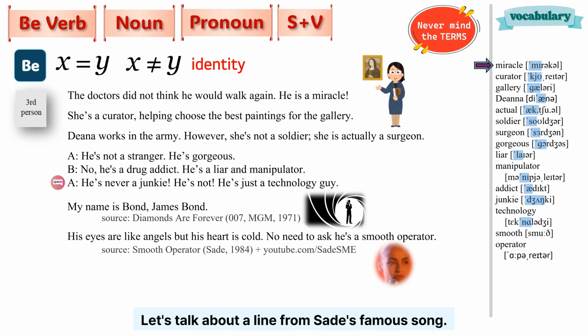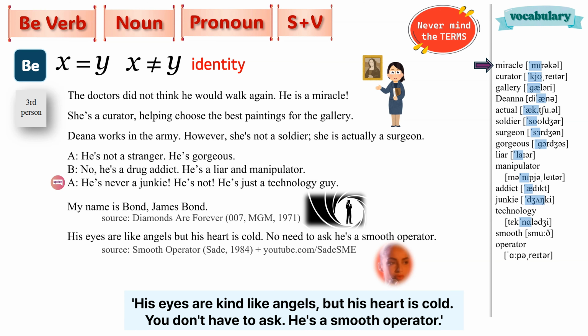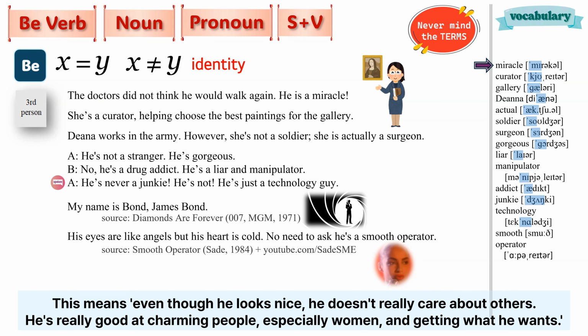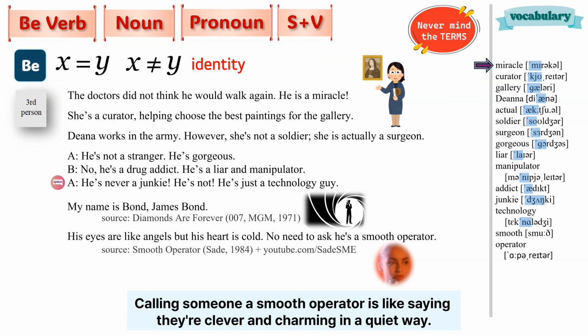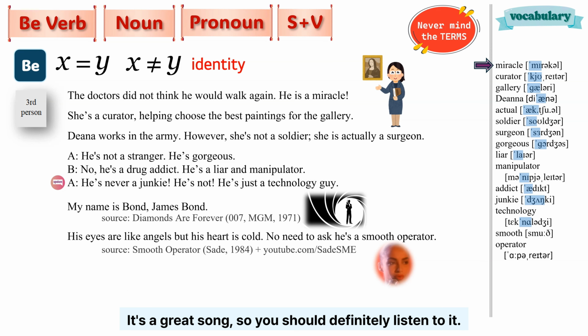Let's talk about a line from Sade's famous song. His eyes are kind like angels, but his heart is cold. You don't have to ask. He's a smooth operator. This means even though he looks nice, he doesn't really care about others. He's really good at charming people, especially women, and getting what he wants. Calling someone a smooth operator is like saying they're clever and charming in a quiet way. It's a great song, so you should definitely listen to it.